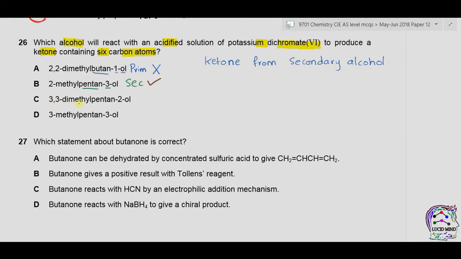Part C, we have 3,3-dimethylpentan-2-ol. As it is pentane, we have 5 carbon atoms in the long chain. On the second carbon we have the alcohol group attached. On the third carbon atom we have 2 methyl groups attached. Now this is a secondary alcohol because this carbon is attached to 2 carbon atoms directly. Now this will be oxidized to a ketone.